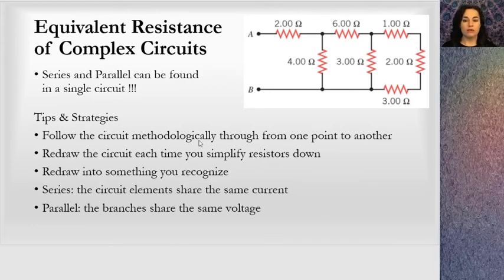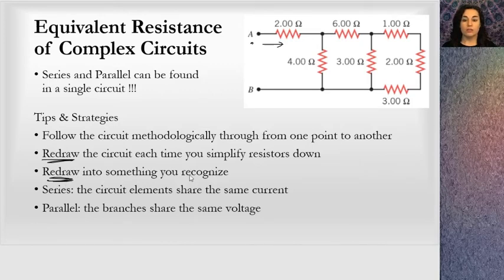Follow the circuit methodologically through from one point to the other. So when I do this circuit, I'm going to start at A and follow it through methodologically to point B, and you'll see what that means. Redraw the circuit each time you simplify the resistors down. This is a step that I see students get lazy on. They try to hold all of the simplification they did in their head, and it gets messy on the paper. Just go ahead and redraw it, and then you have a clearer picture of the simplifications you made and can do more simplifications on it.